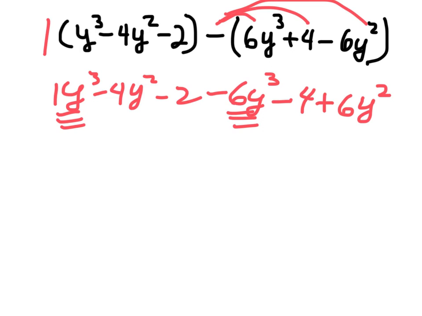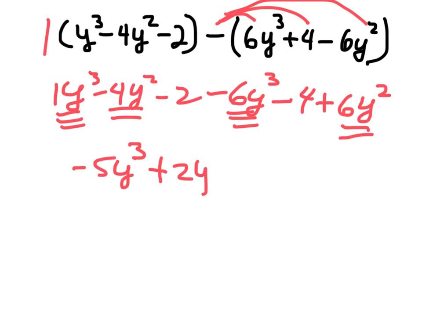So 1 minus 6 is negative 5y to the third. Negative 4y squared plus 6y squared, so plus 2y squared. And finally, negative 2 minus 4, so negative 6. So that's my final answer.